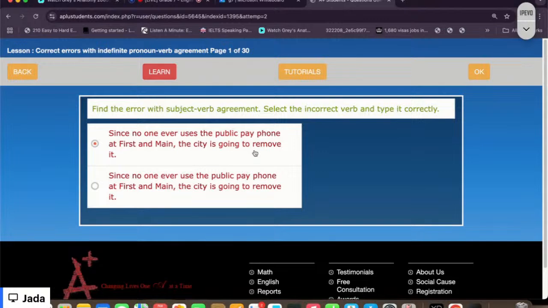So we have find the error with the subject verb agreement. Select the incorrect verb and type it correctly. Okay, so we have, since no one ever uses the public payphone at first and main, the city is going to remove it. So, since no one ever used the public payphone at first and main, the city is going to remove it. So, what is the right answer to this particular test question?